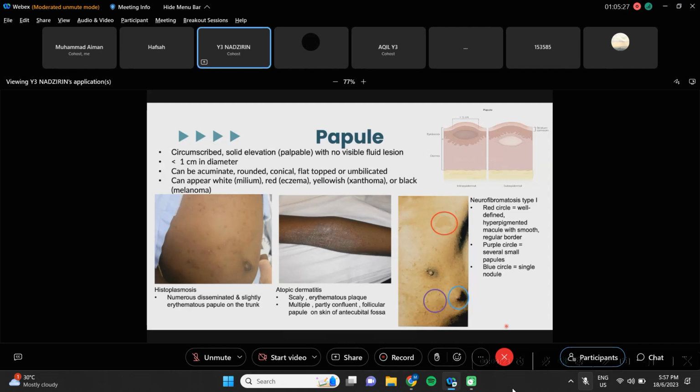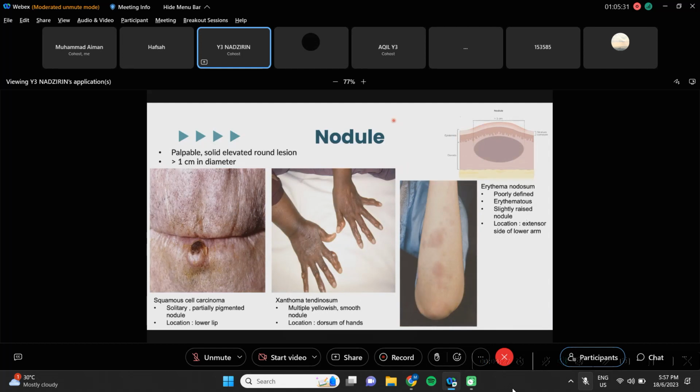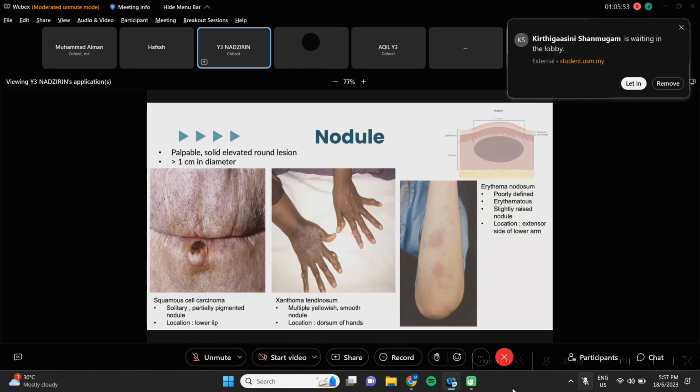So moving on to the second elevated skin lesion, which is nodule. It is a palpable, solid, elevated skin lesion, more than 1 centimeter in diameter. So in squamous cell carcinoma, we can see this is a solitary nodule at the lower lip of the patient. And in the xanthoma tendinosum patient, we can see the nodule on the dorsum of the hand.